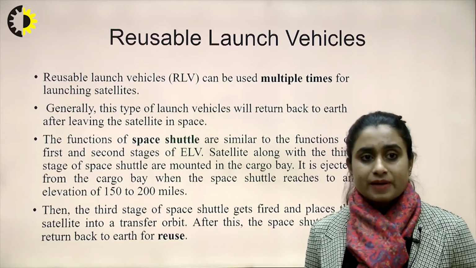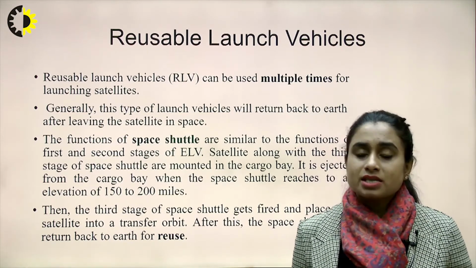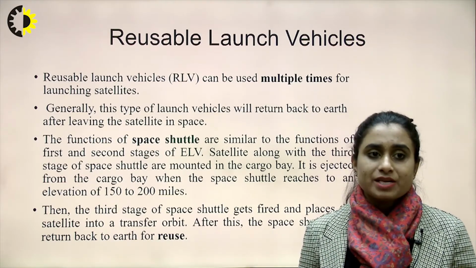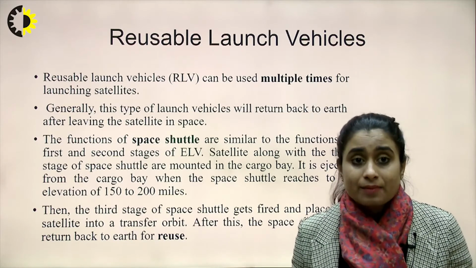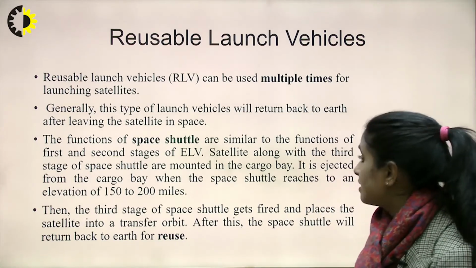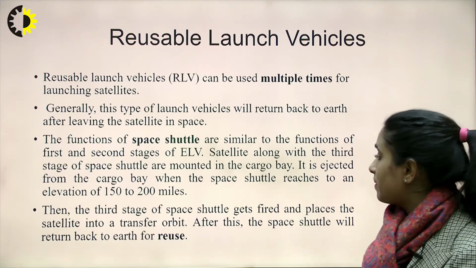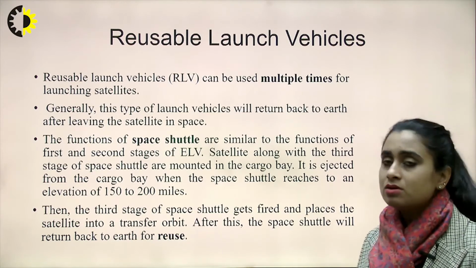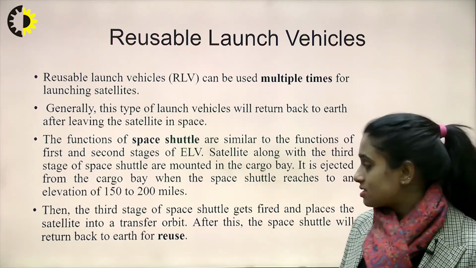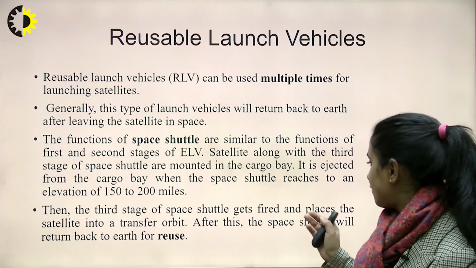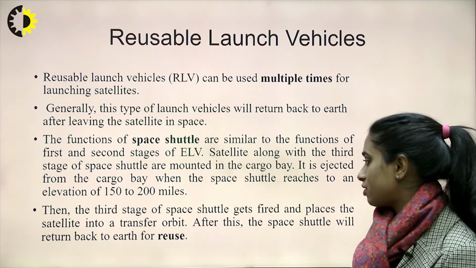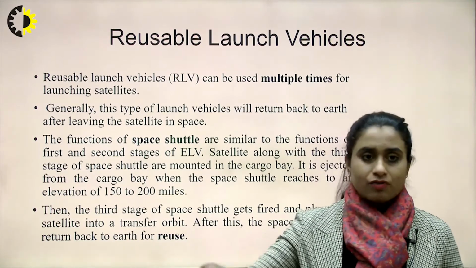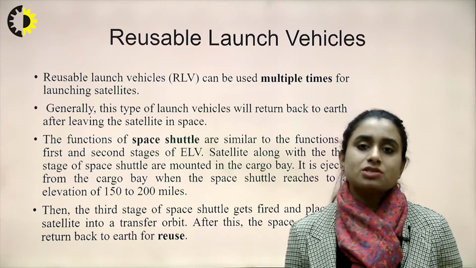The functions of the space shuttle are similar to the functions of the first and second stages of ELV. The satellite, along with the third stage of the space shuttle, is mounted in the cargo bay, right? It is ejected from the cargo bay when the space shuttle reaches an elevation of 150 to 200 miles. Then the third stage of the space shuttle gets fired and places the satellite into a transfer orbit, and after this the space shuttle will return back to Earth for reuse. When it falls to Earth's surface, it is in a position to be reused.